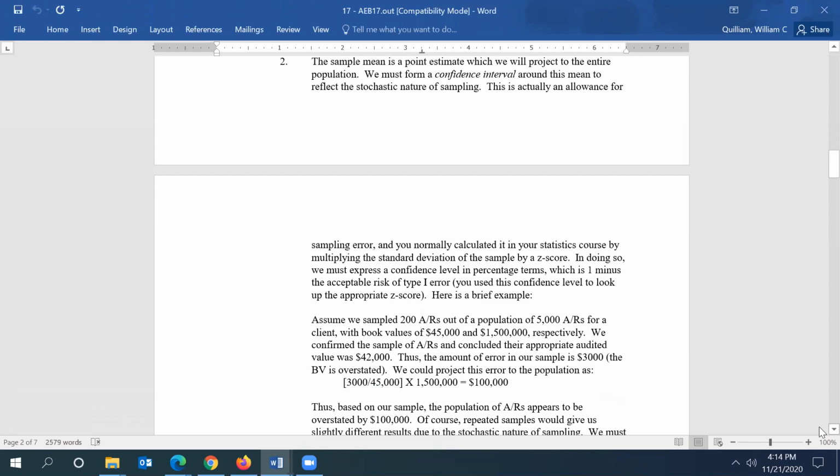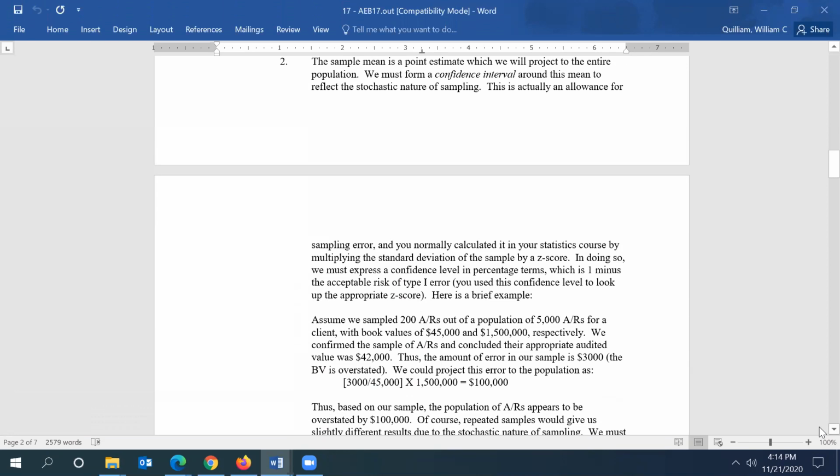Now on number 2, something that we've seen before. Well, this sample mean is actually a point estimate. It's just one little point that we estimate, which we will project to the entire population. And we must form a confidence interval around this mean to reflect again the stochastic nature of sampling. This is actually an allowance for sampling error.